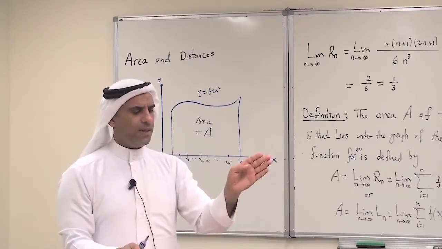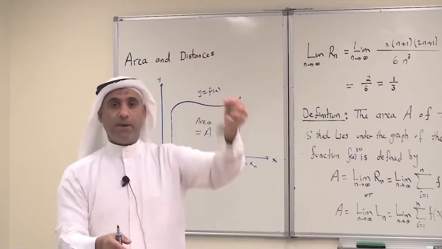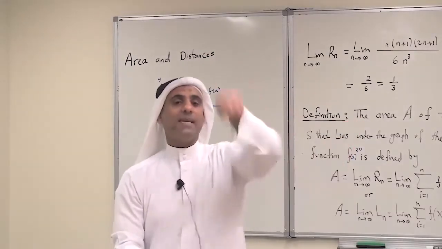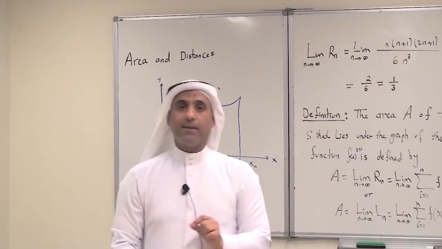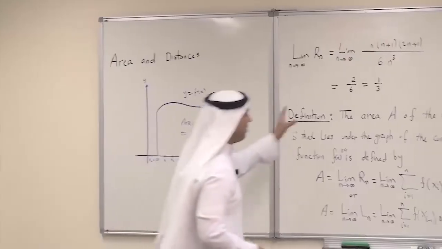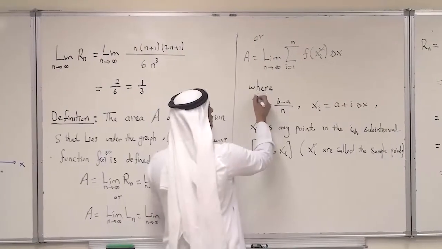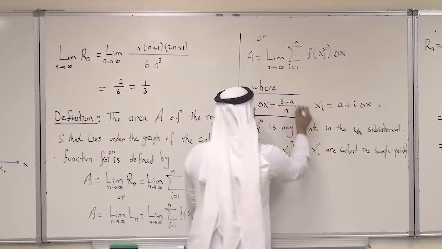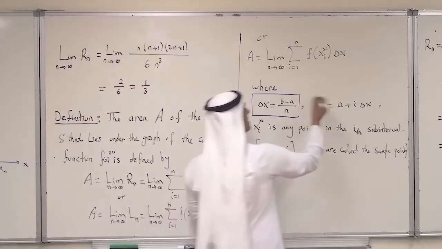You take the left point, you take the right point, you take any point in between as a sample point. The final answer, as you push n to go to infinity, you get the same number, a unique number. And that unique number is the area under the curve. So this is the summary of what we did. And now we need to focus on these items that are very important in the definition. So I need to understand what delta x is, that is the width of each subrectangle. These are called the sample points.